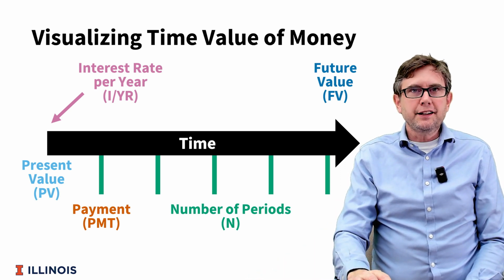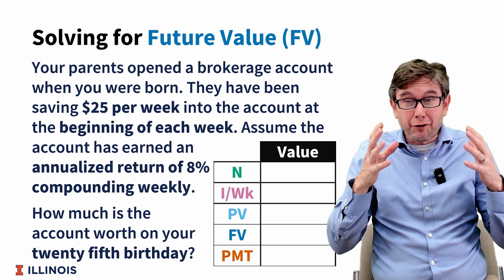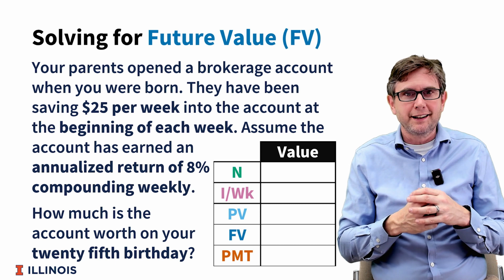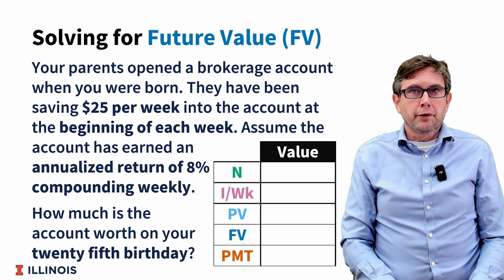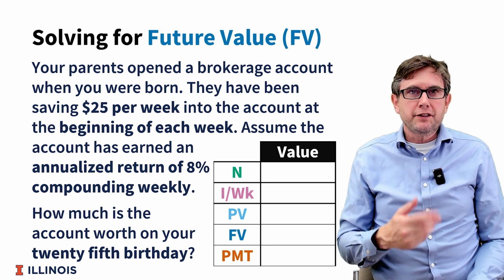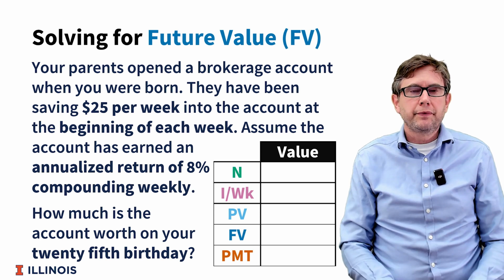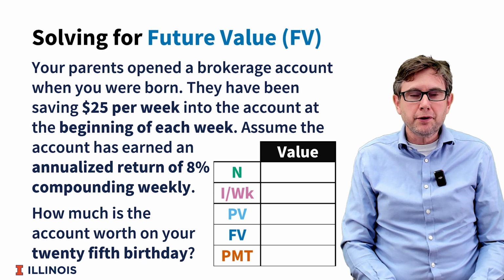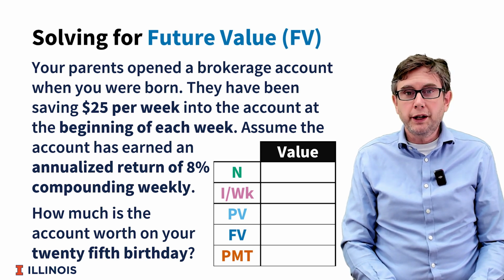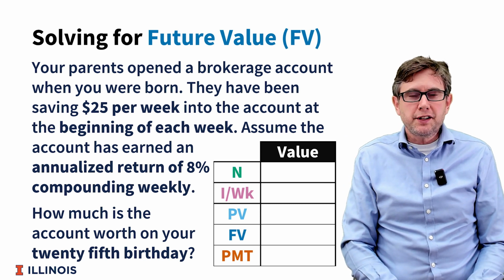So with that in mind, I'd like to tackle the next problem. Okay, this one's a little complicated and we're going to solve it 4 or 5 different ways. So I'm really excited to have you with me. Your parents opened a brokerage account when you were born. They've been saving $25 a week into the account at the beginning of each week. Assume the account earned an annualized return of 8%, but compounding weekly, right? So every week you get a little bit of interest added in. How much is the account worth on your 25th birthday?